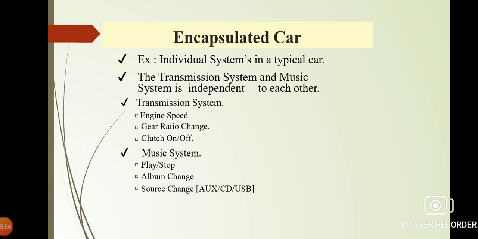Encapsulated car, for example. The individual systems in a typical car, the transmission system and the music system, are independent of each other. The transmission system has engine speed, gear ratio, and range, and we can change the gear ratio and the clutch types, which might be on or off. And in the music system, there are play, stop, album change, and source exchange. So these are all the music system functions.